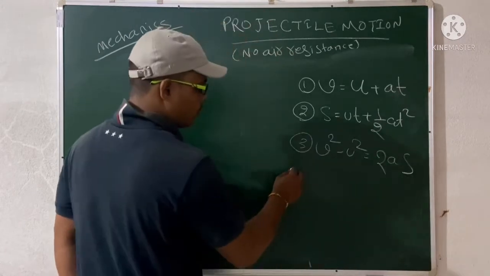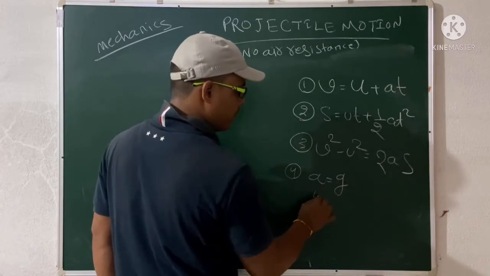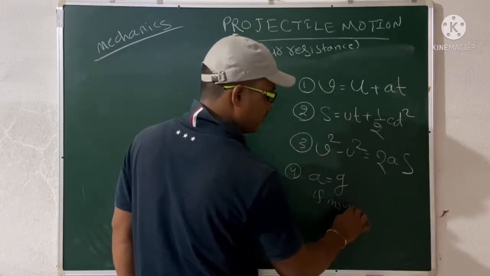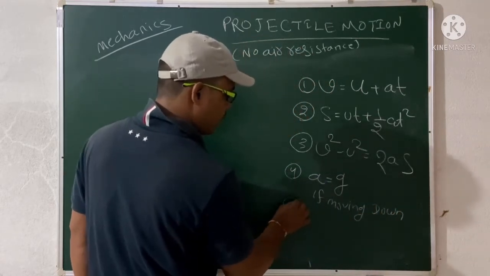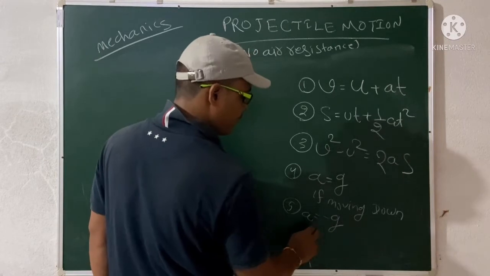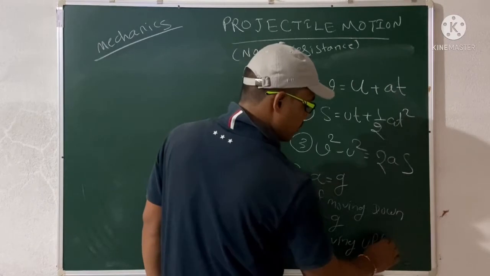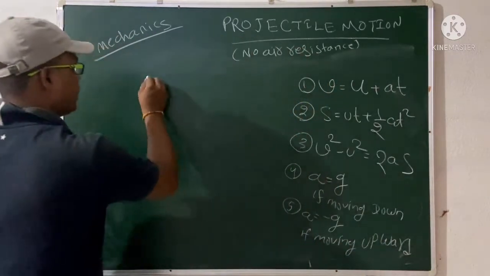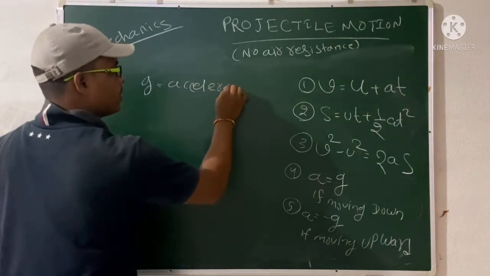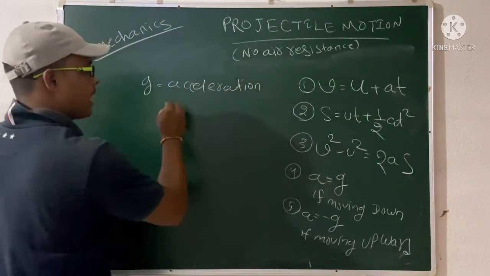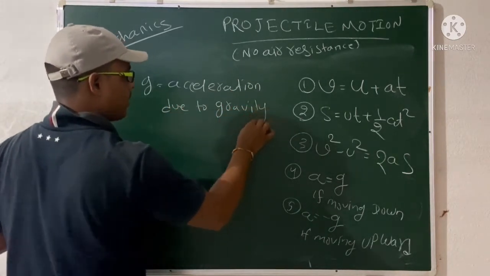Then the fourth thing, remember: a equals g if moving downward, and a equals minus g if moving upward. What is g? g is the acceleration due to gravity.